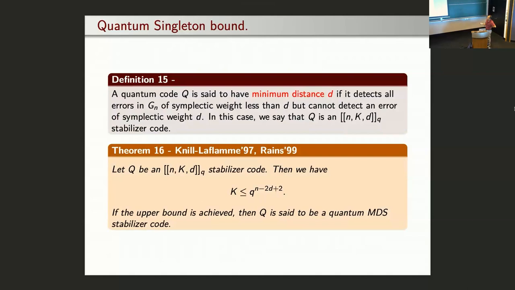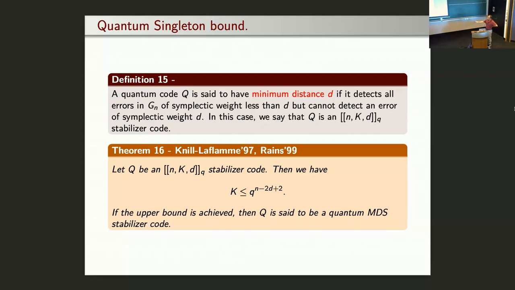But first, let me mention a quantum Singleton bound. So we are going to say that a quantum code has a minimum distance d if that quantum code detects all error operators whose symplectic weight is less than d, but this Q cannot detect an error of symplectic weight d. This is our notion of a minimum distance for the error operators. And then if we determine d, we will say that our quantum code has parameters N, K, D. Or actually, I should restrict my attention to stabilizer codes here, but it's okay.